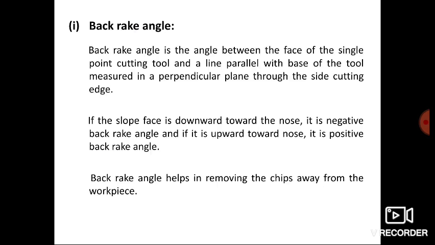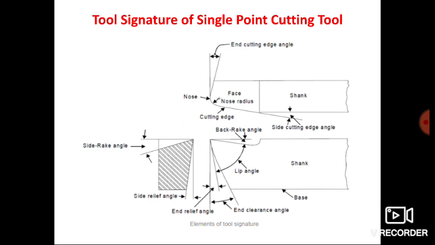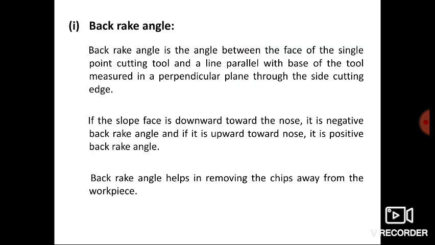Again, I am repeating the first angle, the back rake angle. Back rake angle is the angle between the face of the single point cutting tool and a line parallel with the base of the tool, measured in a perpendicular plane through the side cutting edge. If the slope is downward towards the nose, it is negative back rake angle, and if the slope is upwards towards the nose, it is positive rake angle. The role of the back rake angle is to remove the chips away from the workpiece.